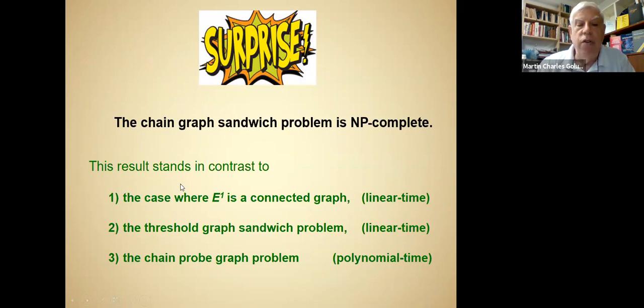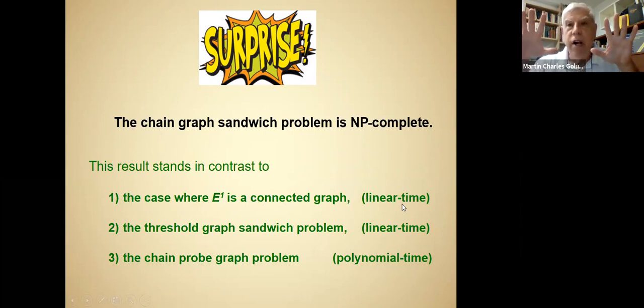And that was in contrast to the following cases. When E1, the mandatory set, is a connected graph, well, indeed, it's exactly like threshold. Because you can take a chain graph, fill in one side of the bipartition of this bipartite graph, and you'll have a threshold graph, and vice versa. Take a threshold graph, erase the clique edges, and you'll get a chain graph.